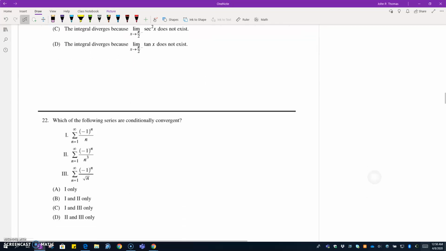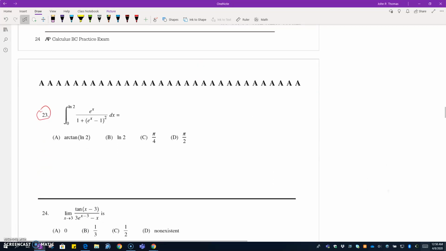The next one that you had a question on was number 23. 23 is going to be an integral with u substitution. So I'm going to let u equal e to the x minus 1. Then my du is going to equal e to the x dx. All right, I'm going to find my new bounds right now as well.